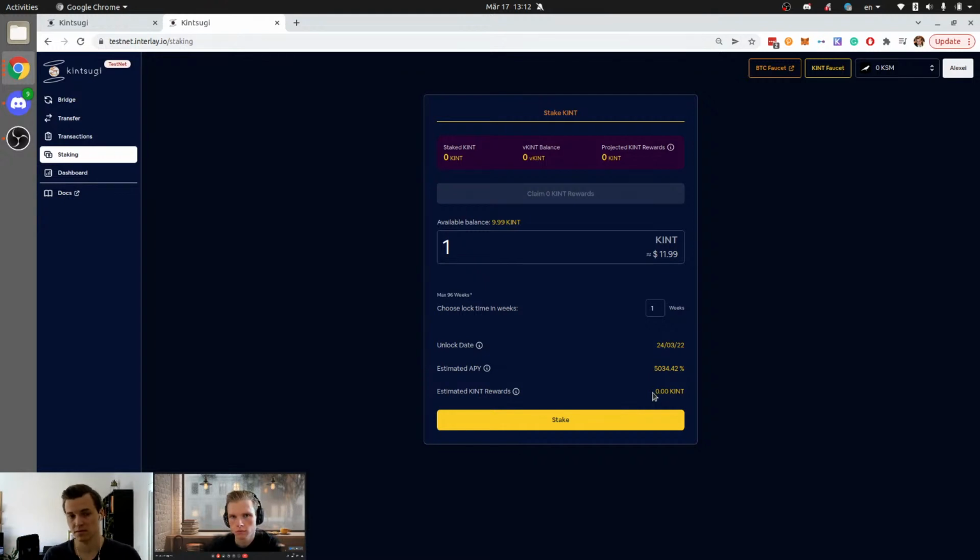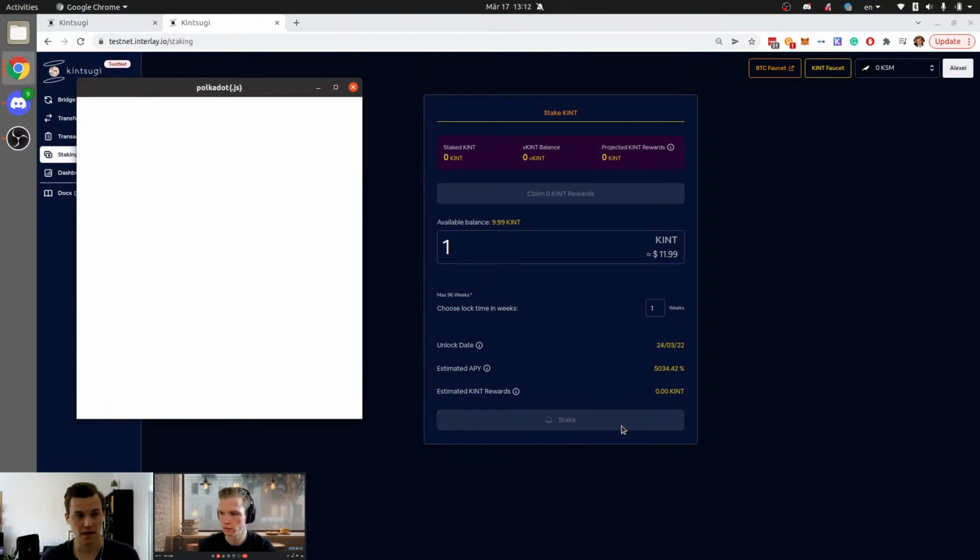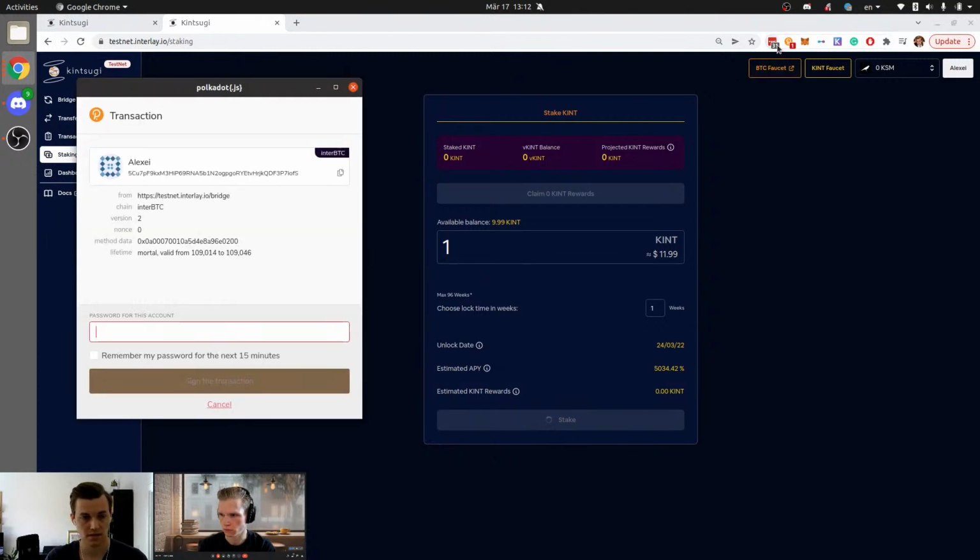At the same time, the APY will be increasing slowly because vKINT decreases, right? As time progresses, the amount of vKINT in the system slowly starts to decrease. And unless people relock, the APY will start increasing again. So basically, this projection is an estimate, and we recommend you keep an eye on the projected rewards that you will see based on your stake. Now what we do then is we hit the stake button and sign the transaction. Right, now let me see how I will do this.